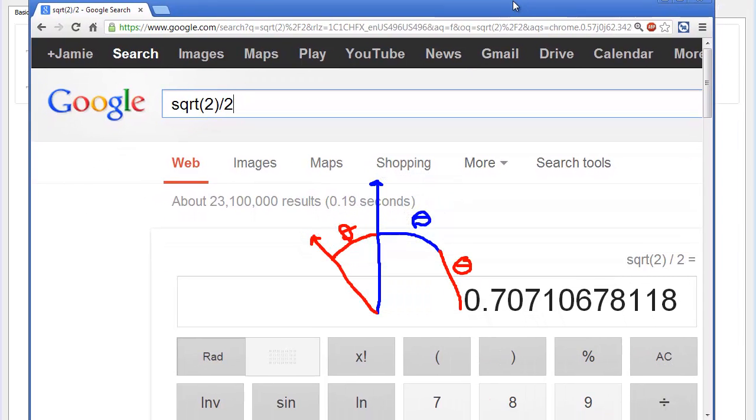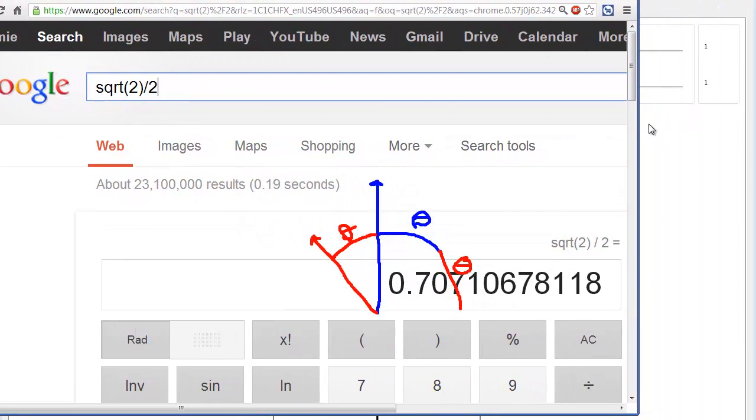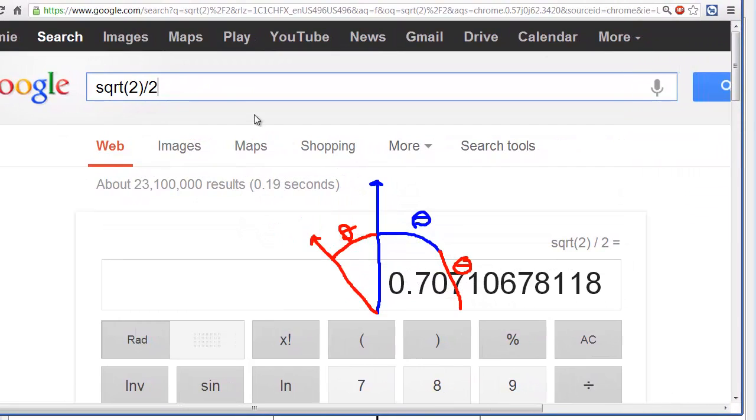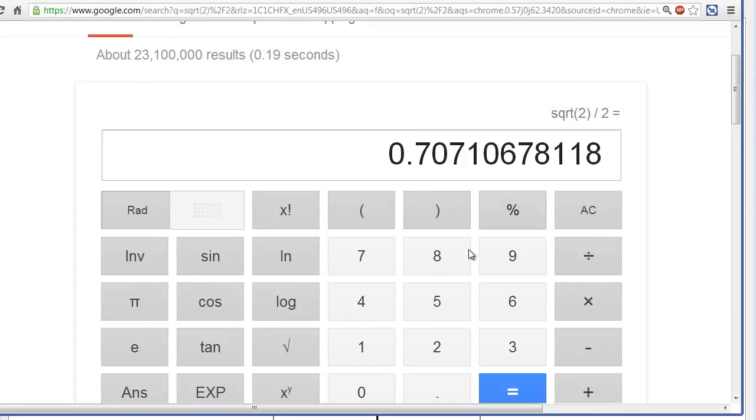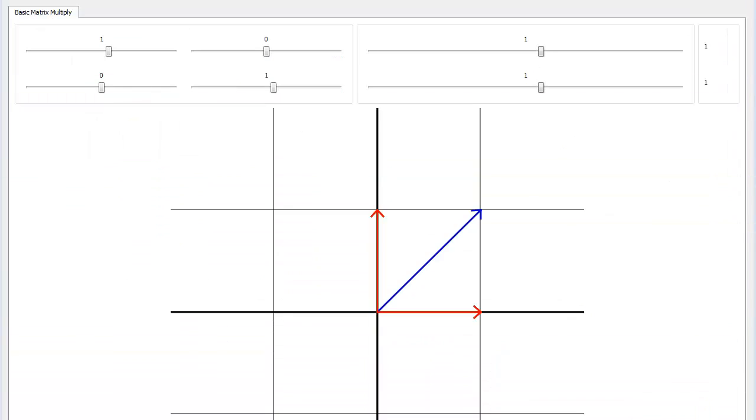I wanted to show you this cool trick you can do with Google. If you type in a somewhat programmatic looking function or expression here, Google's smart enough to say, oh, you're trying to do some calculator, and so it'll bring this calculator up for you. But it's square root 2 over 2. Let me show you another handy reference page.